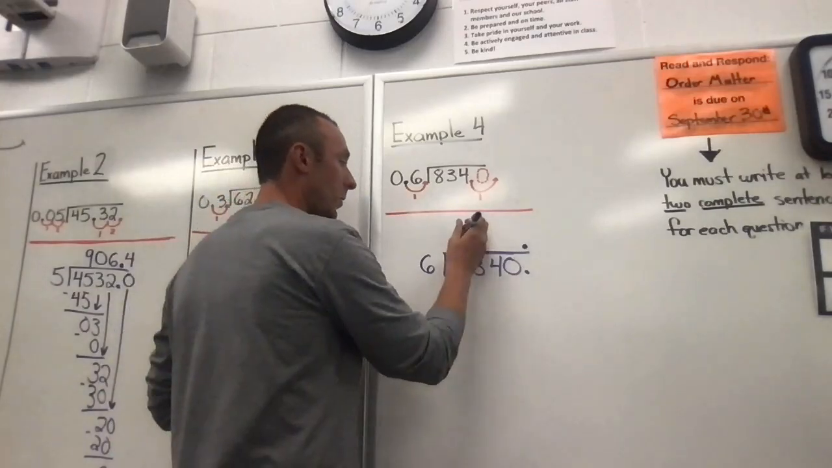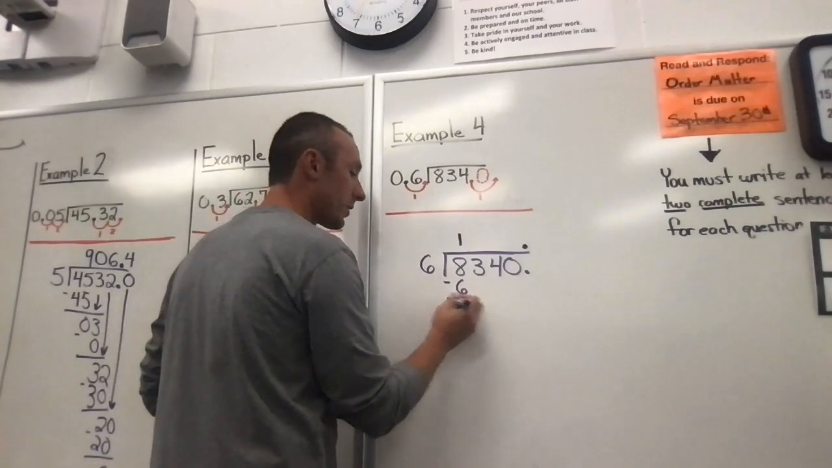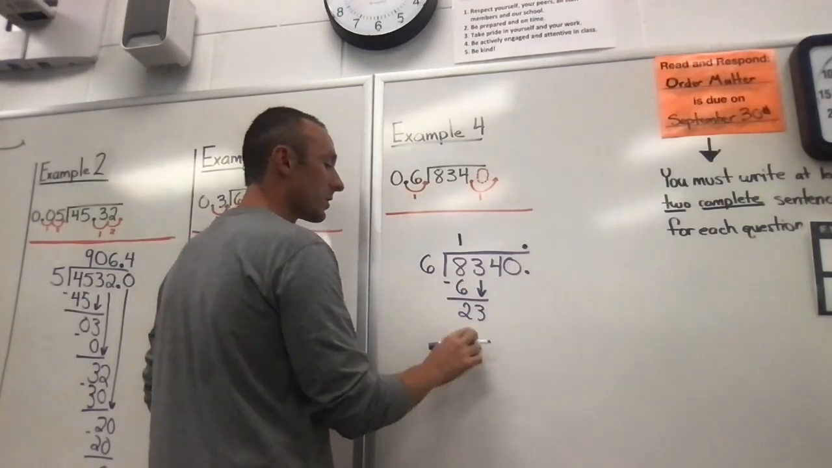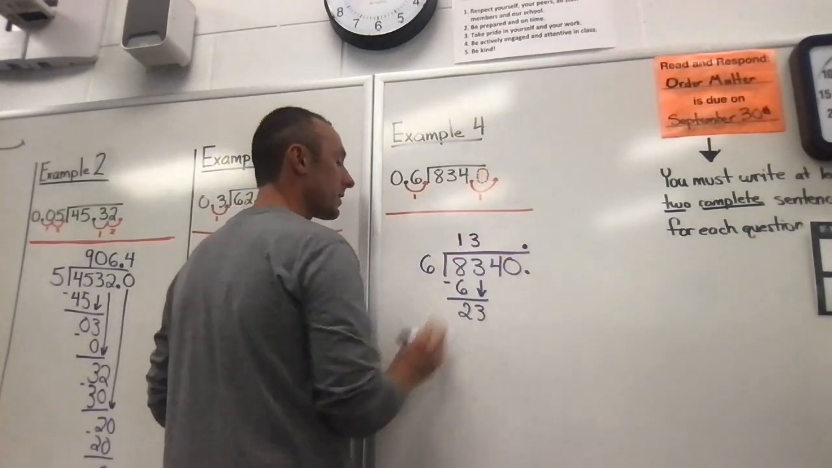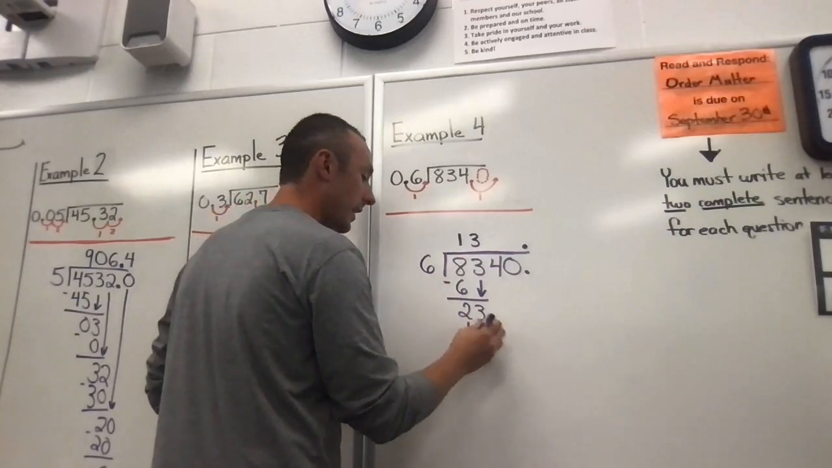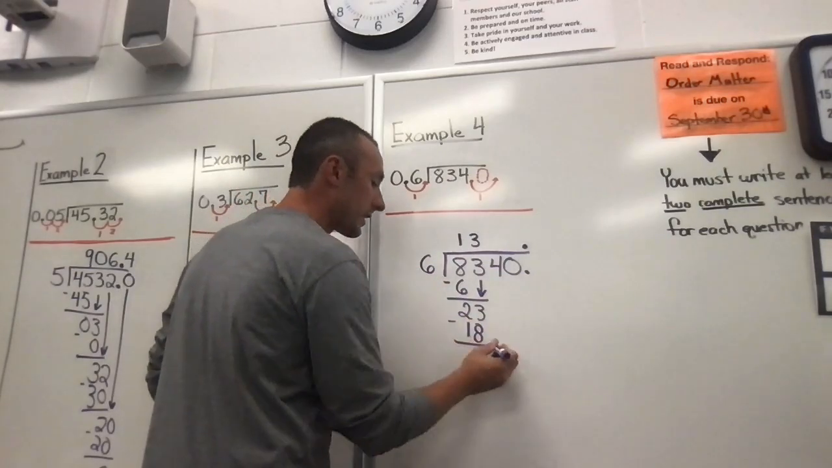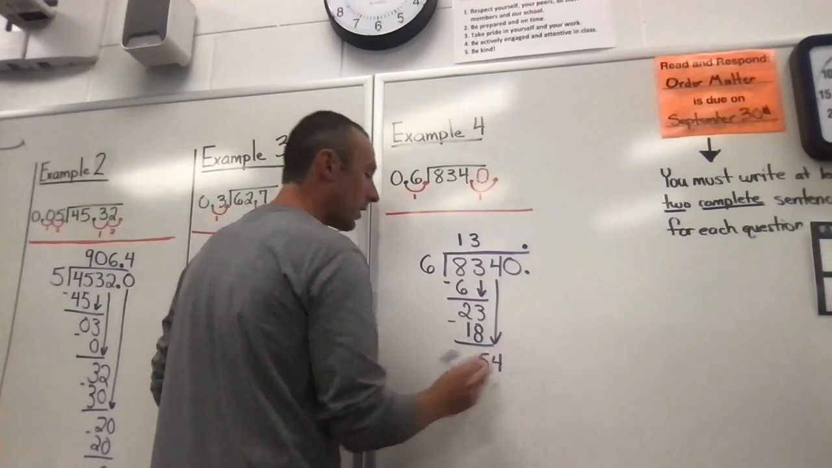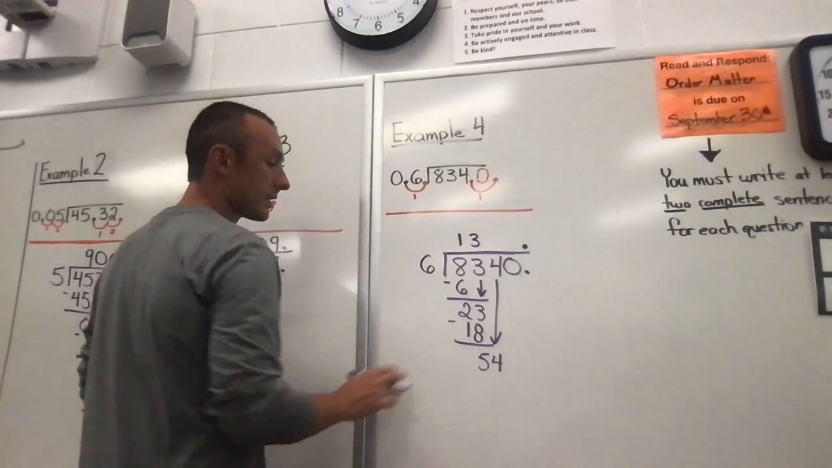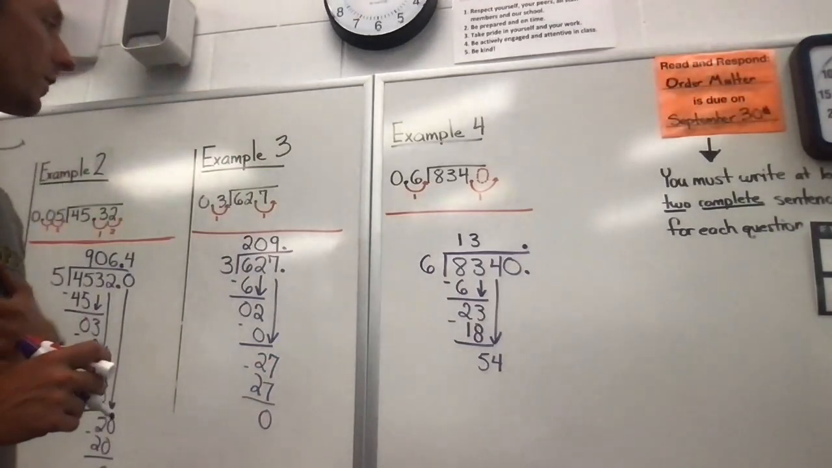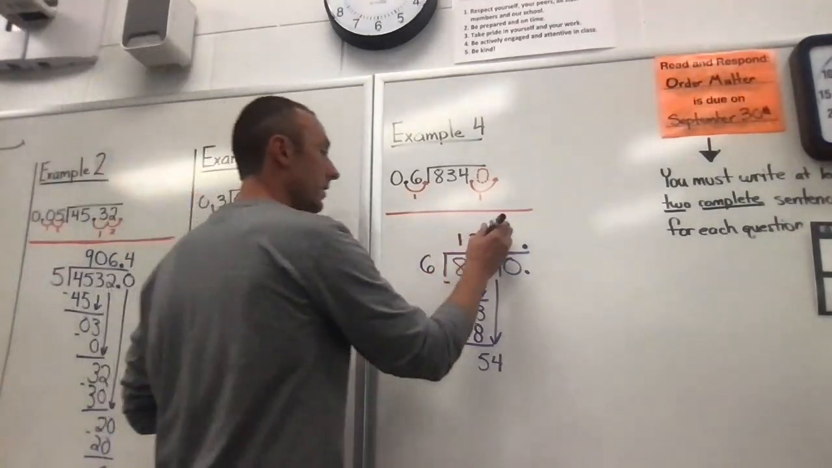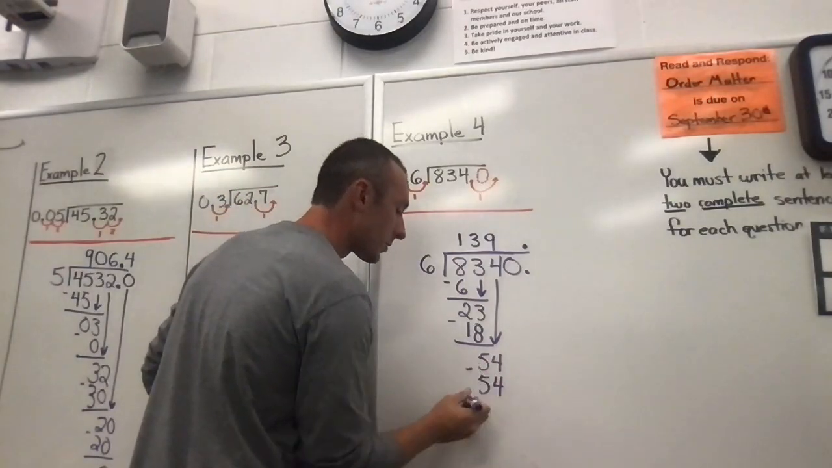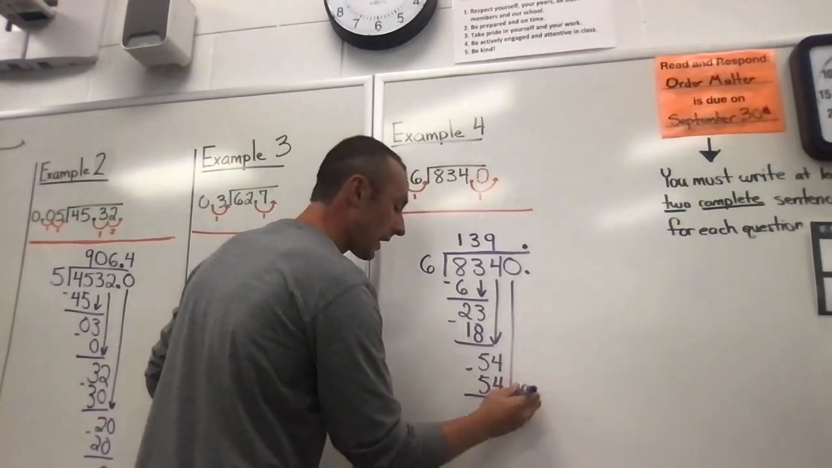6 goes into 8 once. That is 6. I subtract, I get 2. Bring down my 3. 6 goes into 23 3 times. 3 times 6 is 18. I subtract, I get 5. Bring down my 4. 6 goes into 54 9 times. 9 times 6 is 54. I subtract, I get 0. Bring down my last number.